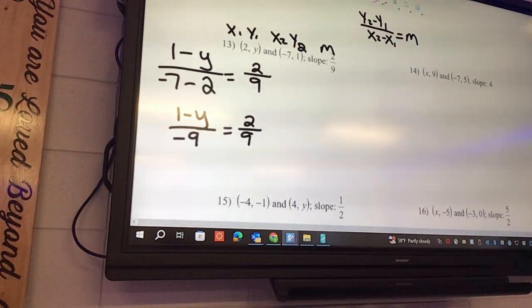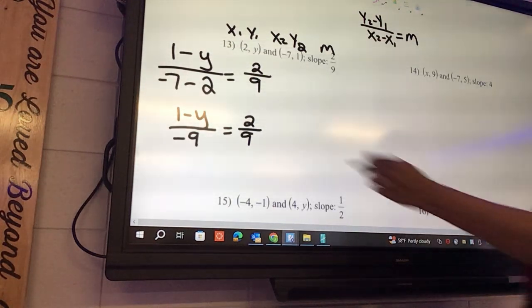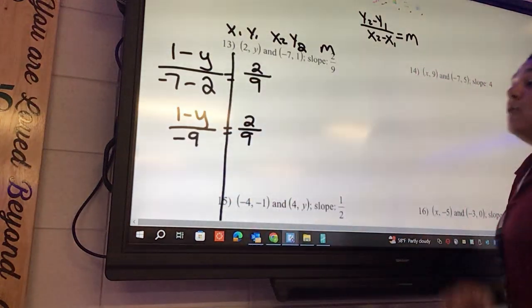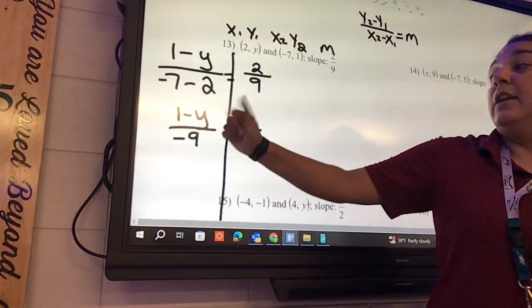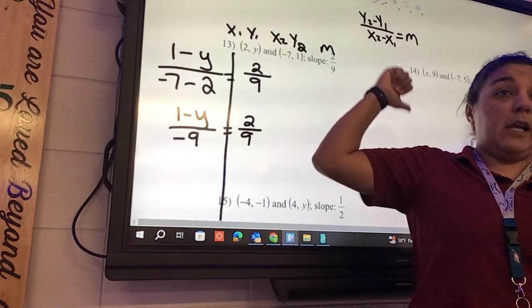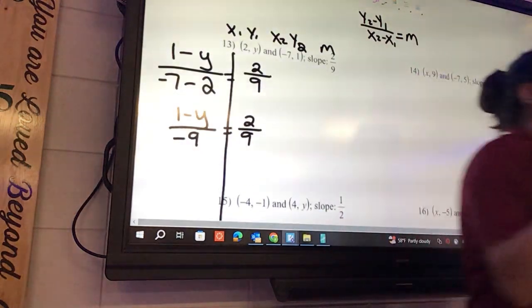Okay, in order to move something off the bottom of the fraction, meaning the negative 9, because we're trying to solve for what letter? Y. We're trying to solve for y. So everything that is on y's side, which would be this side, needs to be moved to the other side. So the 9 has to get moved first.